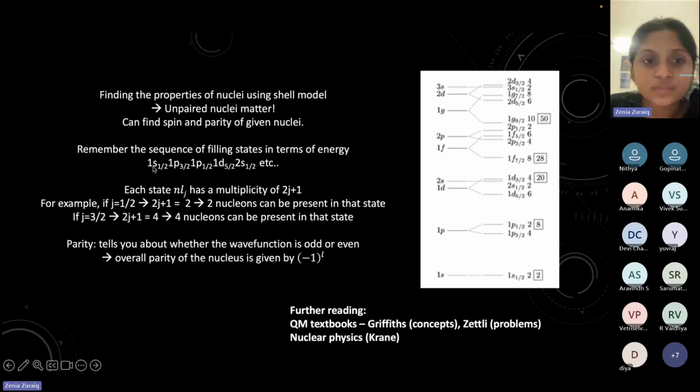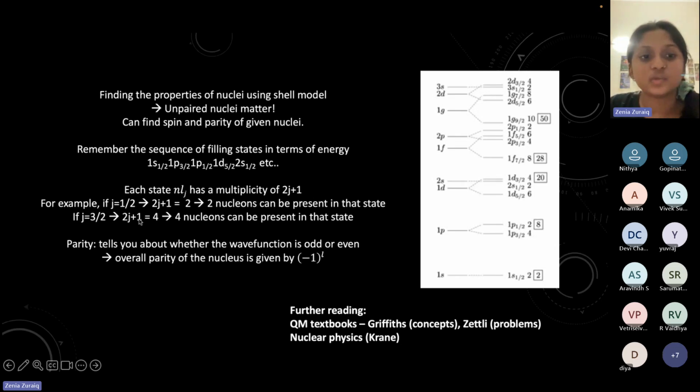And then also the question comes of how many nucleons can I fill in each state. So each state NLJ has a multiplicity of 2j plus 1. Multiplicity means how many nucleons go in each. So you can say that 1s half has 2 nucleons, 1p 3 by 2 has 4, whereas 1p half has 2. So this means that 3 by 2 into 2 plus 1. So you see, if j is half, then 2j plus 1 is 2. So 2 nucleons can be present in that state. Again, when I say 2 nucleons can be present in that state, 2 neutrons and 2 protons can be present at the same time, because the Pauli exclusion principle takes care of only the same kind of identical particles.